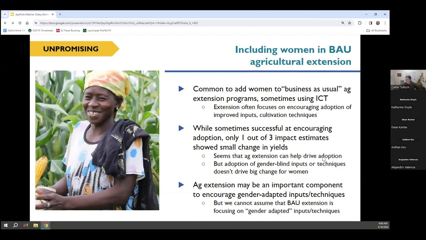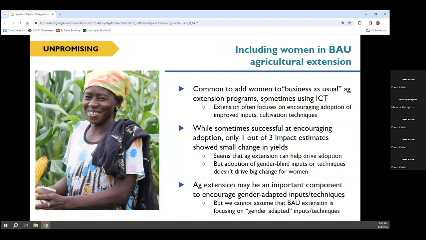All right, and my last one here is including women in business as usual ag extension. And you're going to see a very similar finding to what I just mentioned above. It's very common to add women to some of these existing programs, encourage them to enter these existing programs. Sometimes that's facilitated, for example, through ICT. But again, extension is often focused on encouraging adoption of improved inputs or cultivation techniques that may not have been designed with women in mind.